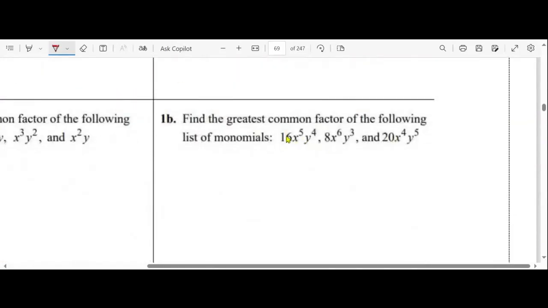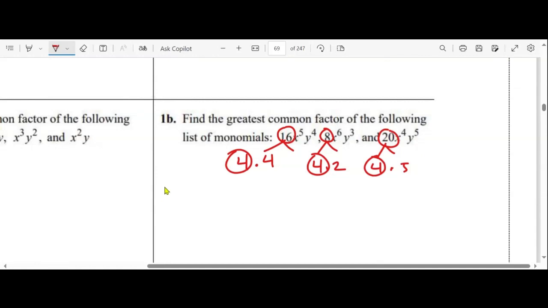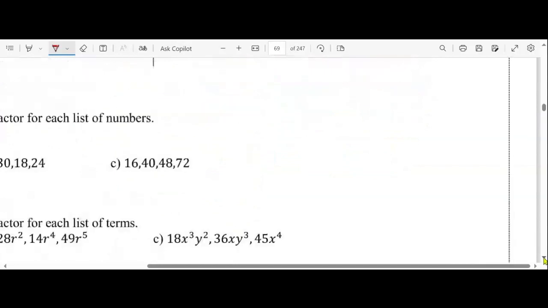Find the greatest common factor. I have 16, 8, 20. 16 is what by what? 4 by 4, right? 8 is 4 by 2. 20 is 4 by 5. Which one is common? 4. So take the 4 outside. What about x? X power 4. And y? Power 3. That's the answer. Easy as easy. Next one.